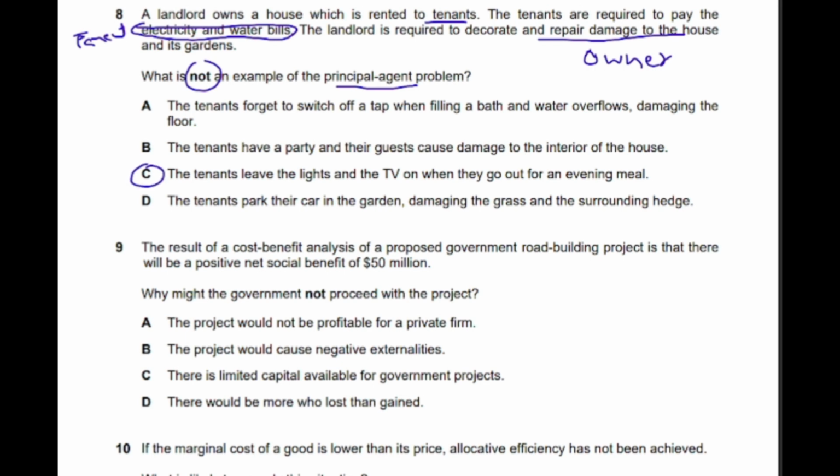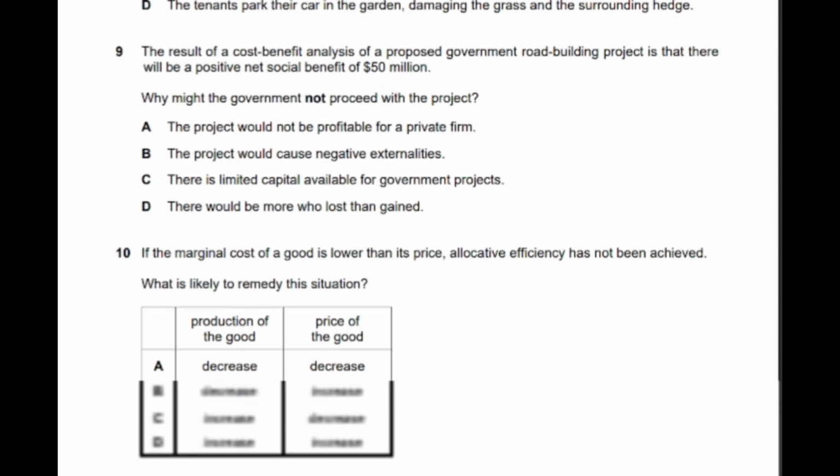The tenant leaves the lights and the television on when they go out for an evening meal, right? So it's not a conflicting thing because the owner has no concern about the electricity and water bills. This is the liability of the tenant. If he leaves electricity, water or television on, then definitely he has to pay the bills. So he himself will be responsible for that. The owner has no loss, so he will not conflict with the tenant. So option C is the correct answer. Again, if you don't understand other options, you may write in the comment box.